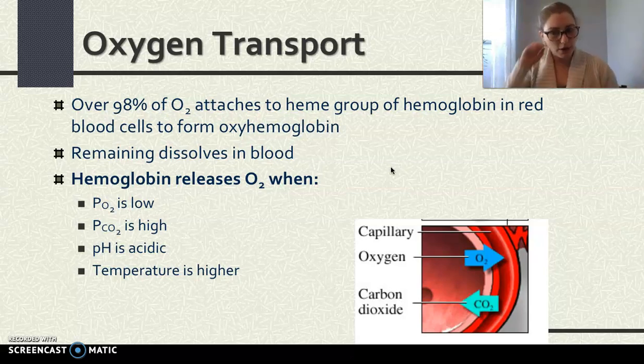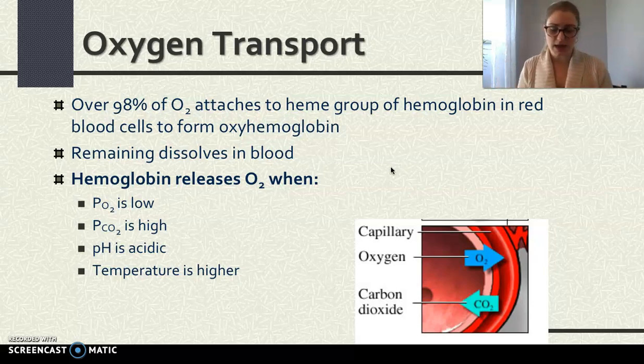Now, the second and third bullet points here are kind of the same thing. Carbon dioxide is high, which means that your pH is acidic. This is something we're going to look at on the next slide a little bit more. But carbon dioxide, when mixed with water, makes an acid. So the more carbon dioxide you have, the more acidic your blood is going to be. So a lot of carbon dioxide means very acidic blood, which is a drop in pH. That's kind of confusing, but try to keep that straight.